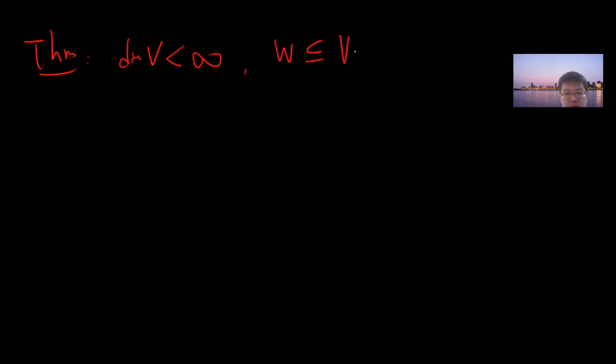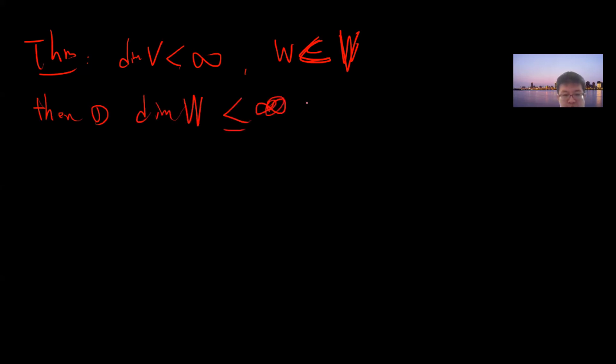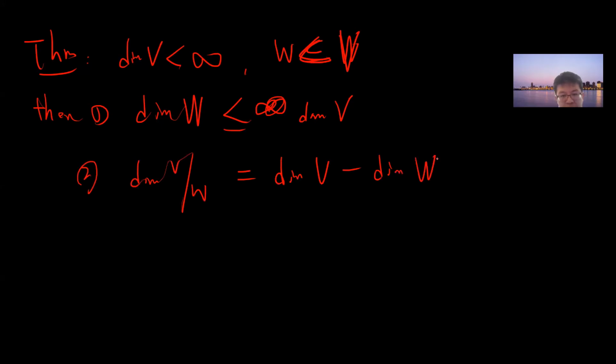Okay, so this theorem says that if V is finite dimensional and W is a subspace of V, then the first part is trivial: the dimension of W is less than infinity, basically less than or equal to the dimension of V, which means that W is finite dimensional. The second part is that the dimension of the quotient is the dimension of V minus the dimension of W.